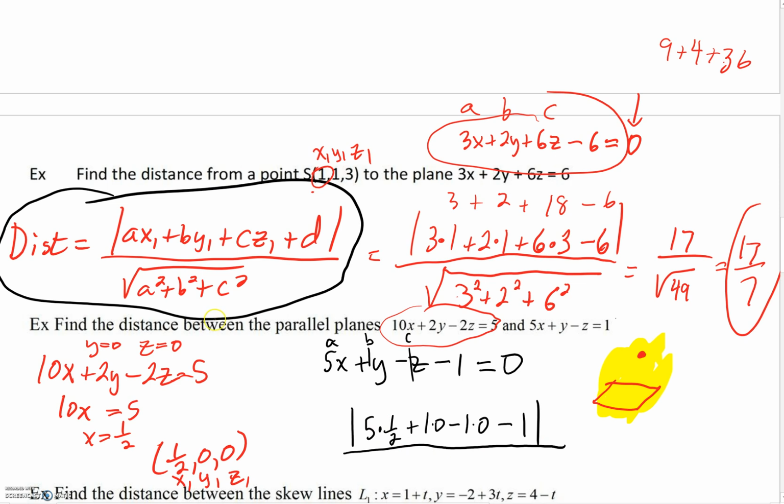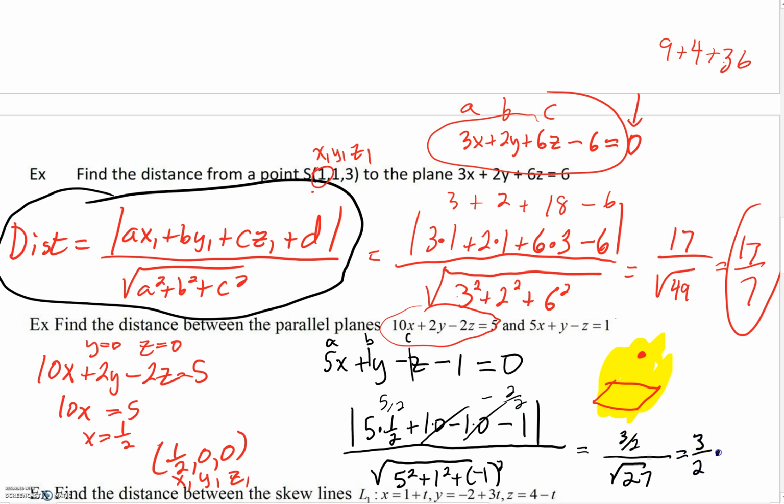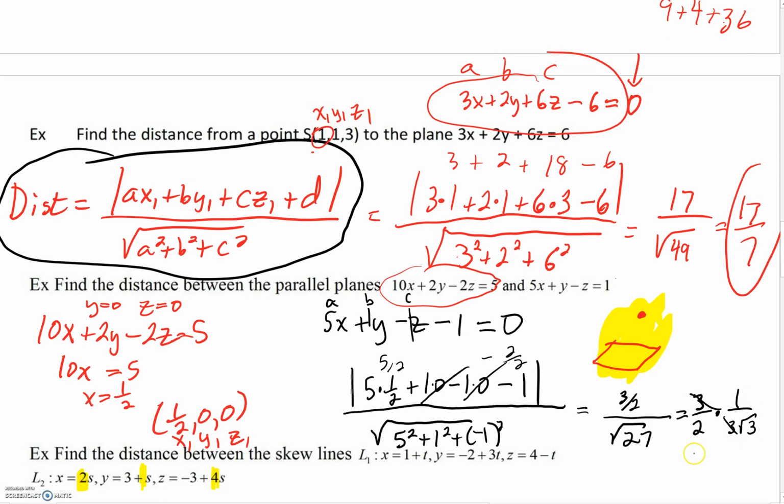Down below, we'll have the square root of A squared, so that's 5 squared, plus 1 squared plus -1 squared. And down below, this is going to be 25 plus 1, that's radical 27. Multiplying by 0 will cancel out. You'll have 5/2 minus a 1, that's -2/2, so that's 3/2. So this is really 3/2 times 1 over the square root of 27, but the square root of 27, we can factor out a 3 from that. It's 3 radical 3. These 3's cancel out, and you can quickly see that the distance between these two planes would be 1 over 2 root 3.